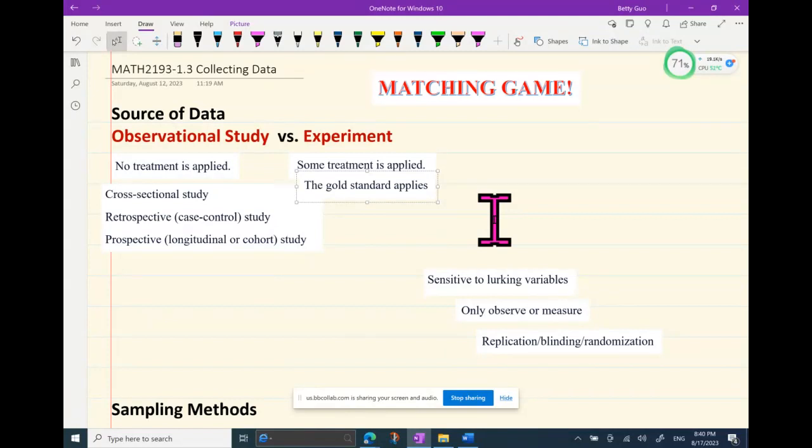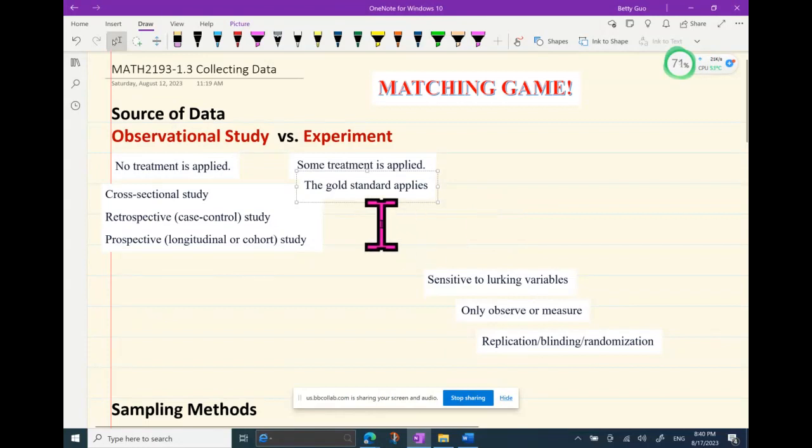You randomly select the patients who have the medical issue, and make a sample. And then you randomly divide them into two groups. Maybe you flip a coin: if you get a head, you go to the first group; if you get a tail, you go to the other group. That is one way of applying randomization.